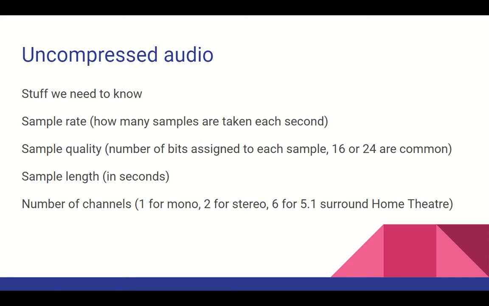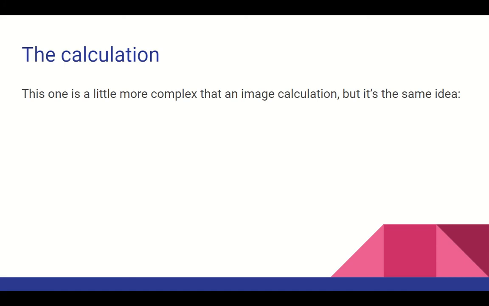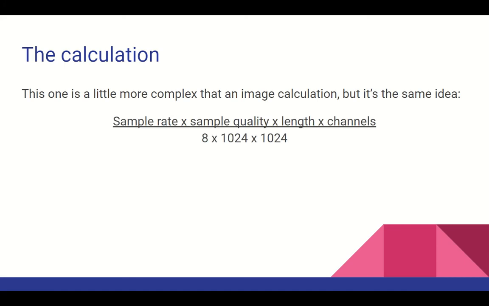So the number of channels is important. If I have one discrete channel only, mono, which would be, imagine, a telephone, two channels, headphones, six channels, your home theater, if you've got one. And you can also have up to nine. Okay. Let's do the calculation. This one you should see is going to wind up with a much bigger file. But it's the same basic concept. We have the sample rate times the sample quality times the length in seconds times the number of channels.